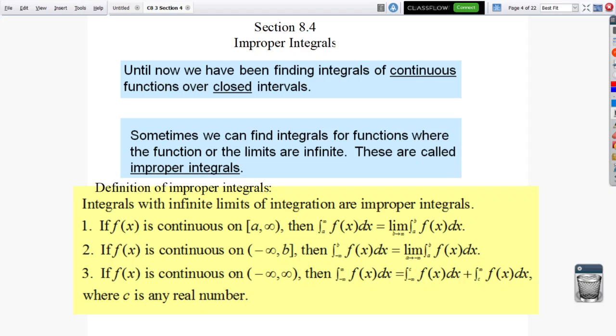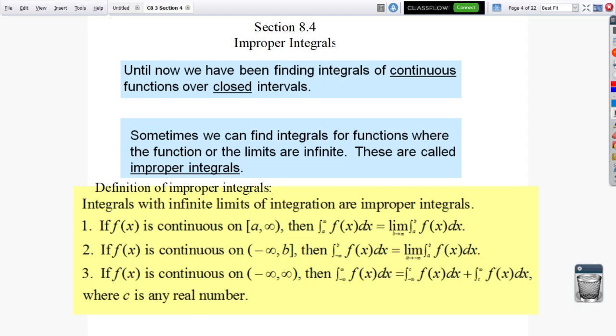So, the definition of improper integrals from the book: if f of x is continuous on the interval from a to infinity, then the integral from a to infinity of f of x dx is equal to the limit as b approaches infinity of the integral from a to b of f of x dx. If f of x is continuous on the interval from negative infinity to b, then the integral from negative infinity to b of f of x dx is the limit as a approaches negative infinity of the integral from a to b of f of x dx.